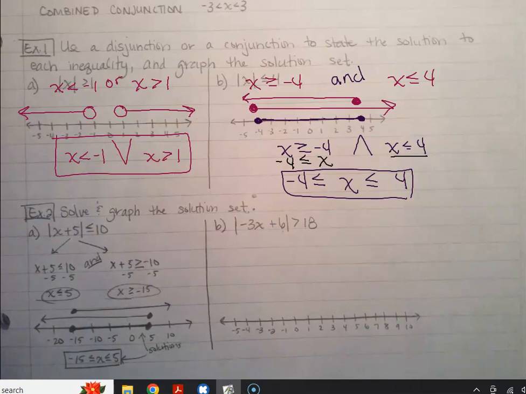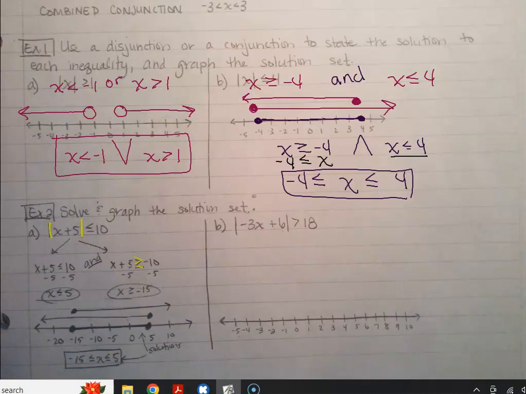Okay, so in this one, we have absolute value. There's no other, it's not like 2 plus the absolute value or the absolute value minus 7. We have to get rid of all that stuff and isolate our absolute value before we can split. All right, so then we split it. X plus 5 is less than or equal to 10, and then x plus 5 is greater than or equal to 10. We had to flip the sign.